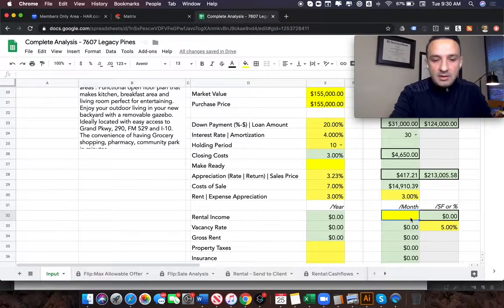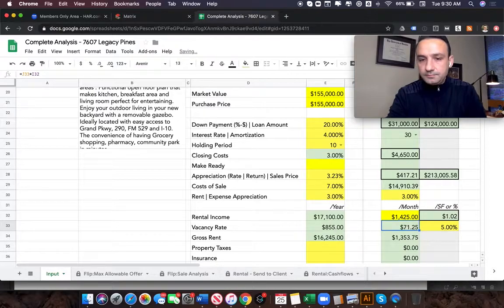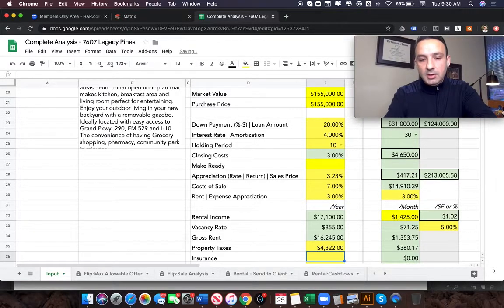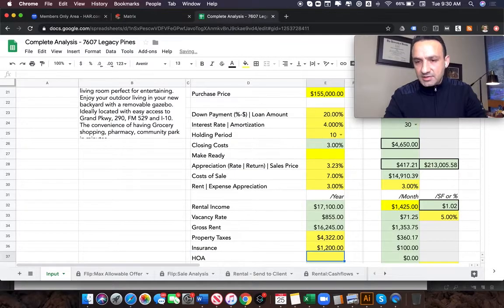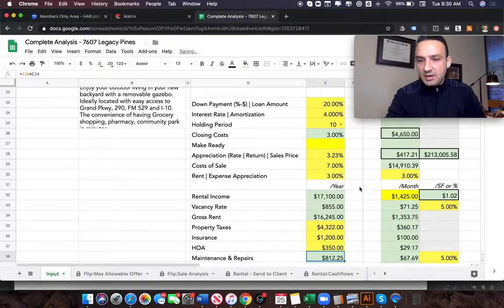So we estimated the rent conservatively at $14.25 per month. The property taxes on this property were $43.22. Property insurance in our area typically runs about $100 a month or $1,200 a year, and the homeowner association in that property was $350 a year.